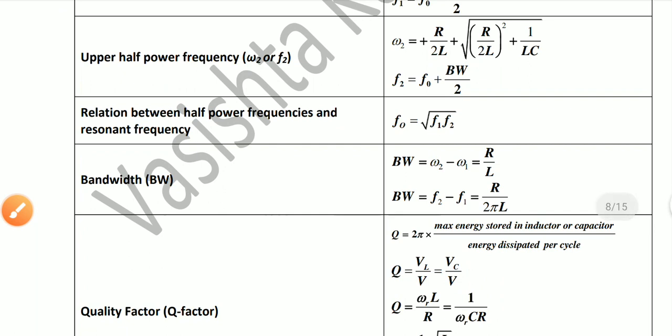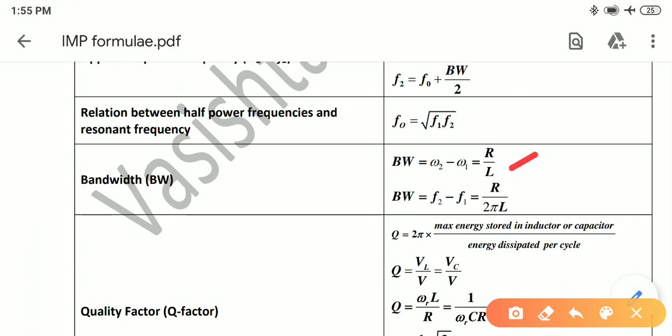Next, bandwidth. It is given as omega 2 minus omega 1. The bandwidth is the range of frequencies, the difference of the two cutoff frequencies, F2 minus F1 or omega 2 minus omega 1. It is called bandwidth. For a series RLC circuit, the bandwidth is given by R by L if omega 2 minus omega 1 is considered, or if you take F2 minus F1. That means in terms of radians per second, the formula is R by L. In terms of hertz, the formula is R by 2 pi L.